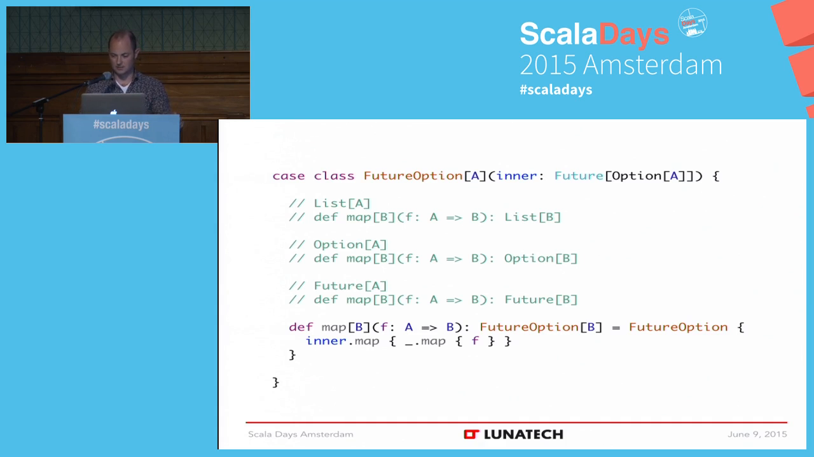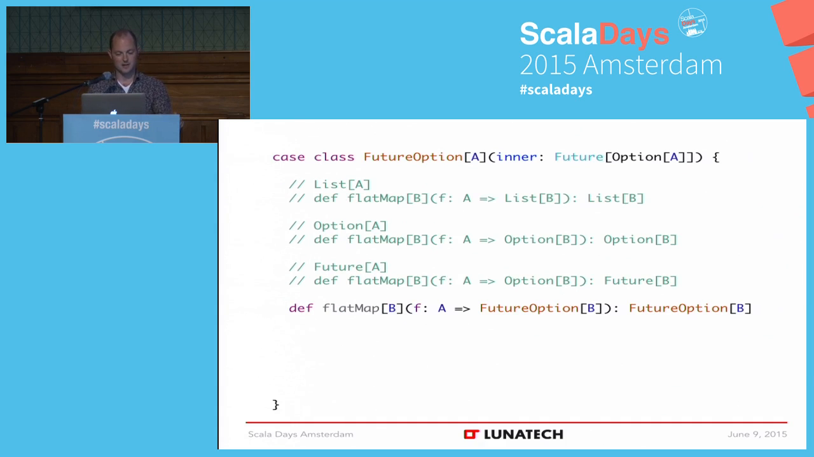So, one down, one to go, flatMap. How does flatMap look on these existing classes from the standard library? Very similar, except the function is not A to B, but it's A to, well, the B inside the container, inside the context. So for List, for Option, for Future, very similar. And looking at that, we can define our flatMap. We want a flatMap with one type parameter B. It takes a function from A to a FutureOption[B], because that's the structure that we're working with. And it's going to return a FutureOption[B].